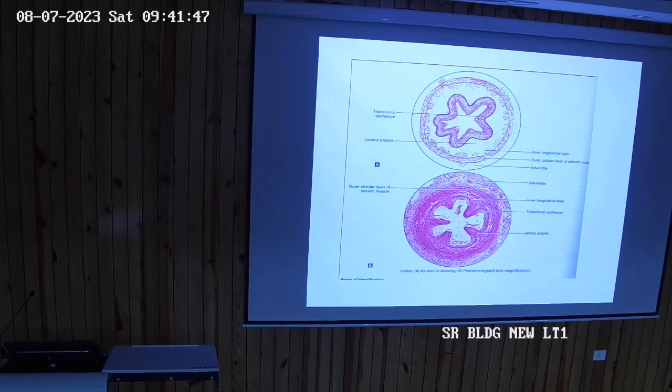And transitional epithelium will show the star-shaped lumen. So you will easily identify that this is the transverse section of ureter. This is the lamina propria part showing the blood vessels, lymphatics and nerve fibers also. Then the muscle coat. Look the muscle coat. Inner longitudinal. I am using the word inner longitudinal. Outer circular.